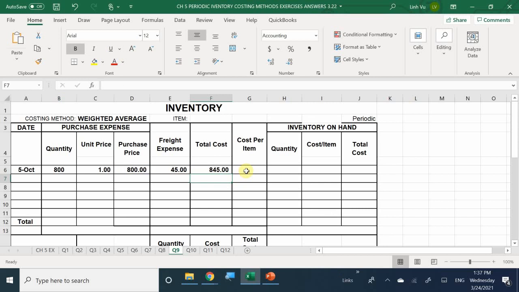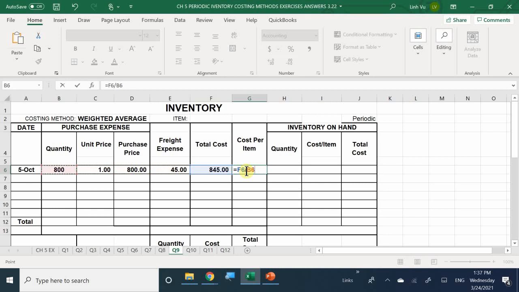And then because we only have one batch, and we're assuming that this is the only batch that we have, what is my cost per item? 1.056250. So we take our total of 845 and divide it by my quantity of 800. So here we are, it is now $1.06.